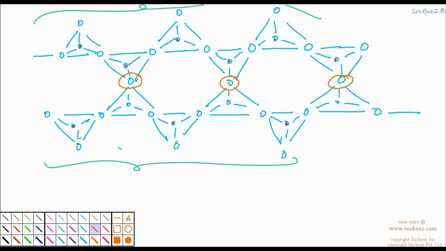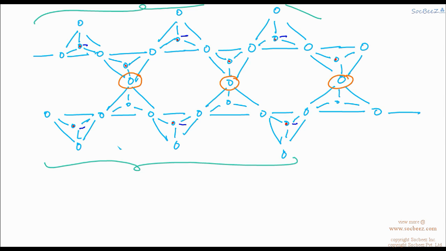And the negative charges would be present where? They would be present over here, here, here, here, here, and here, because all the other oxygen atoms are joined with another tetrahedral ring. So they would be shared by two silicon atoms.